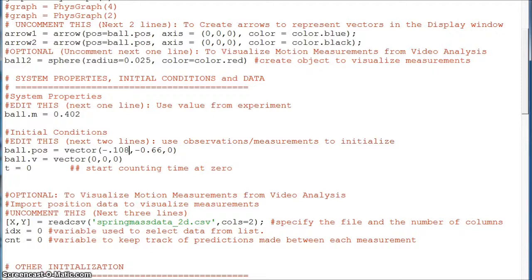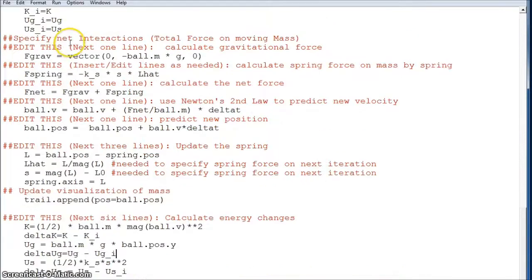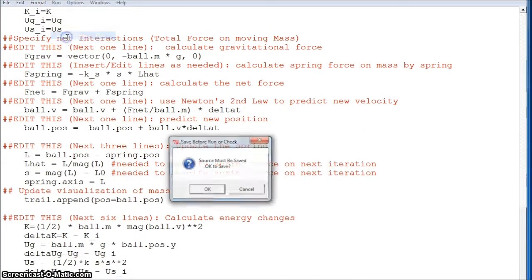First, we must predict the position of the ball on the spring by looking at the forces on the system. We have two forces acting on the ball. The gravitational force, which has a y-coordinate of a vector, the opposite of the mass of the ball times the gravitational constant, and that is in newtons, and the spring force, which is equal to the opposite of the spring constant times the stretch of the spring times the unit vector of the length of the spring, and this is also in newtons.